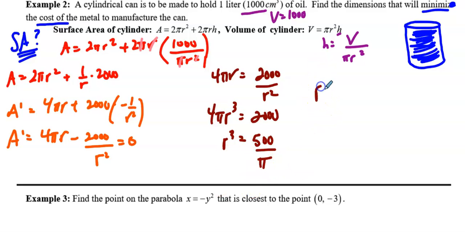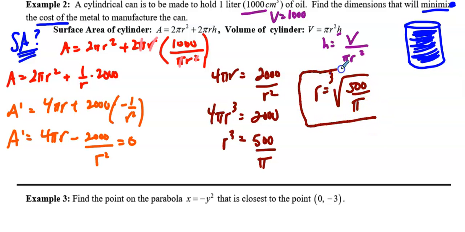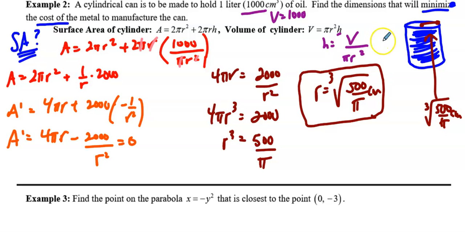So when our radius is going to be equal to the cube root of 500 over pi, then this is going to actually minimize our actual can. So this distance here will be the cube root of 500 over pi, and then the units here are going to be centimeters. And so that's going to give us the minimal cost for the metal of this manufacturer.